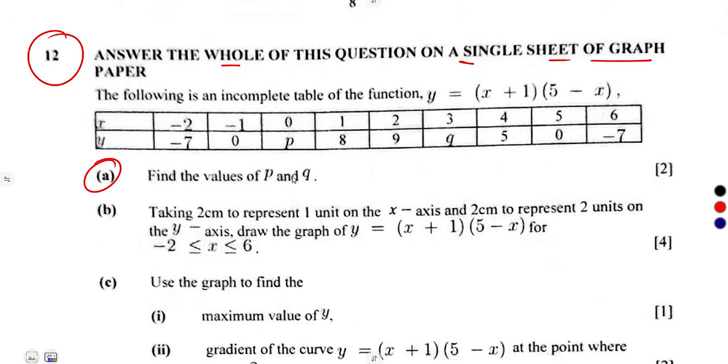A, find the value of P and Q. So we are given here a quadratic equation with these two brackets. So P is where X is 0. Simply put a 0 there. So Y is equal to 0 plus 1, that's 1, times 5 minus 0, that's 5. So Y is equal to 1 times 5, which is 5. So that's the Y value corresponding to P. So P is equal to 5. Q is when X is 3. So simply substitute into this equation when X is 3.